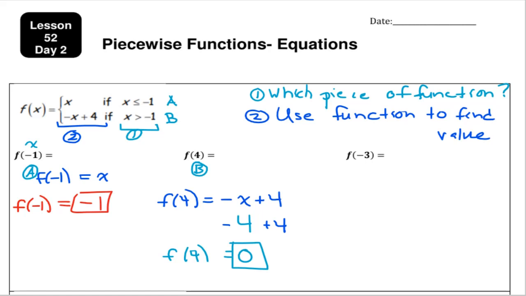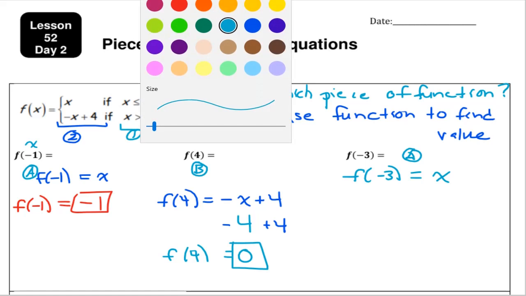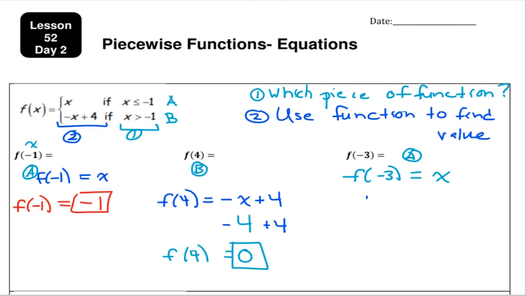So let's go back. Third one, f of -3. So -3, is that greater than -1? No, that's actually less than -1. So we're going to still use function A, or that piece of the function. And right now it just says x. So I'm going to now substitute in my -3 in for x, and I'm done. I don't have to do anything else for that one.